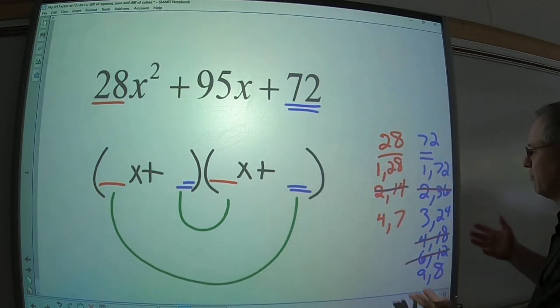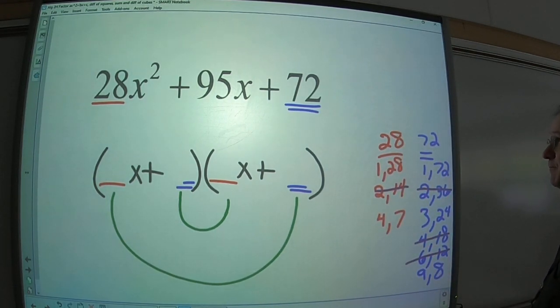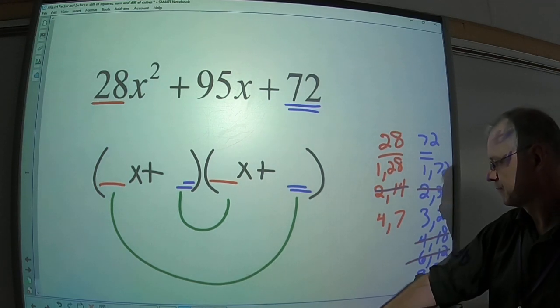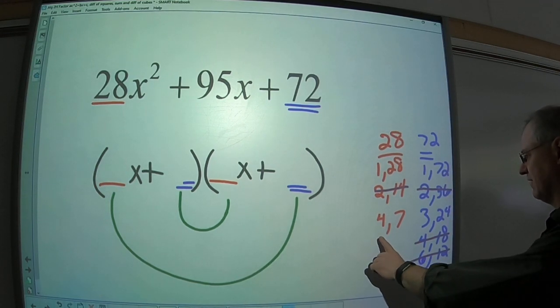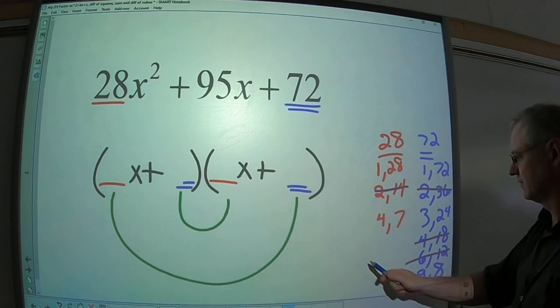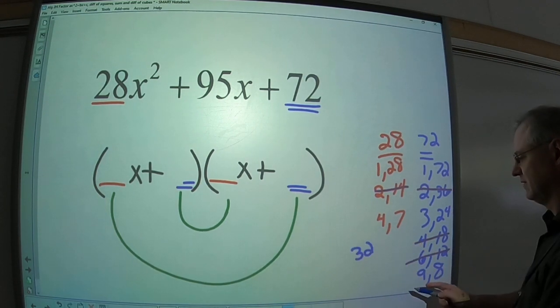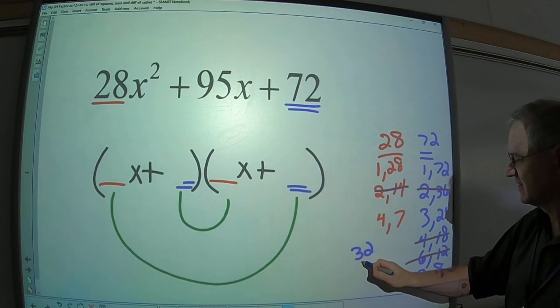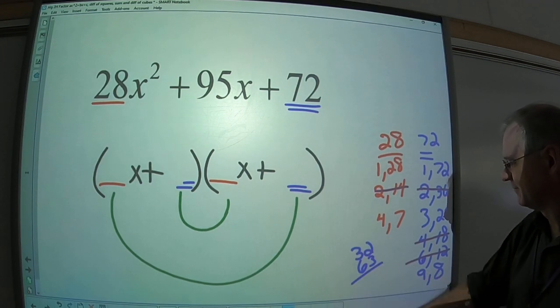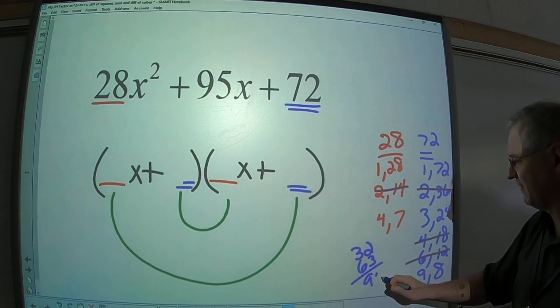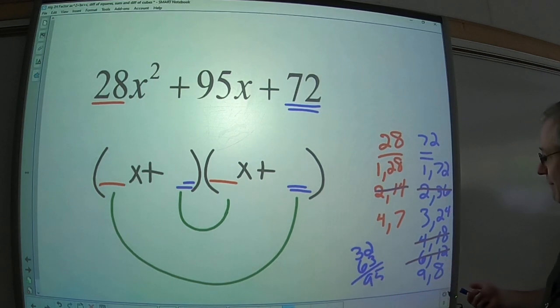So now let's try that pointing method again. We're trying to come up with 95. Let's see. Let's try 4 and 8, 32. 9 and 7, let's see, 63. Yeah, I can do it. And I add that up, that's 95. That's the right one. And it came the first time.